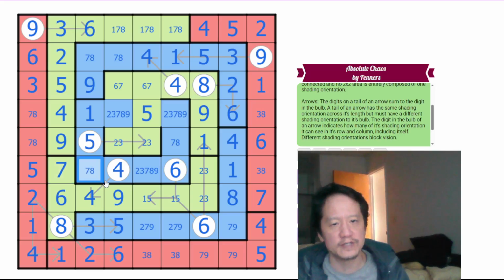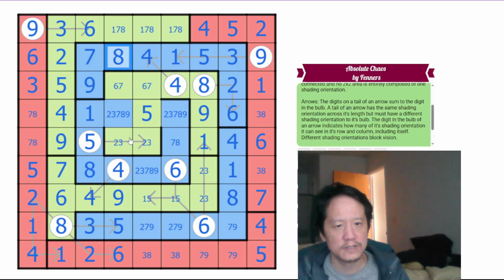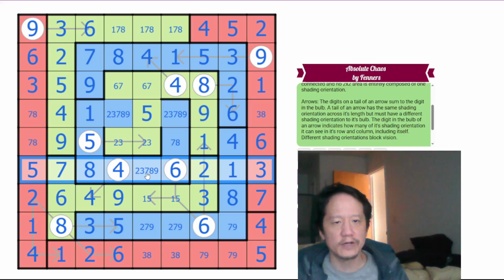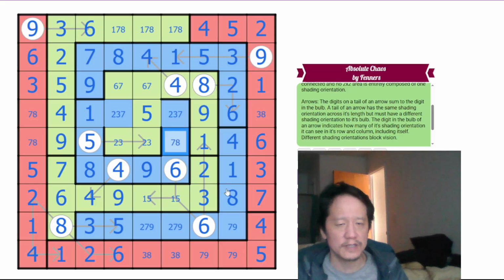This 7 eliminates that 7, so this is 8, which makes that 7, which makes that 8. This can't be 8, so this is 3. This can't be 3, so this is 2, which makes that a 3. This 2. The only digit remaining here now is a 9, so this can't be 9 or 8. This can't be 9 or 8. This can't be 8. So this is a 7, which makes this 8, which makes that 7.